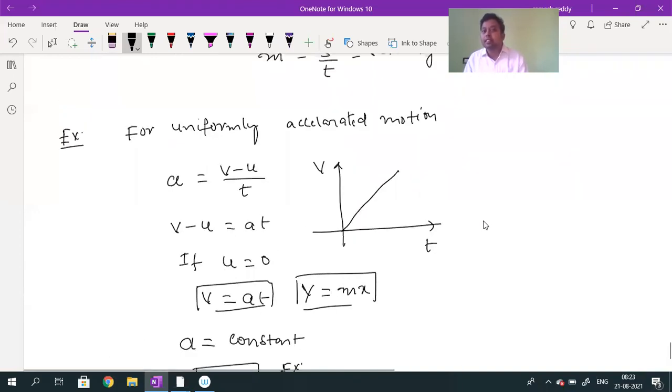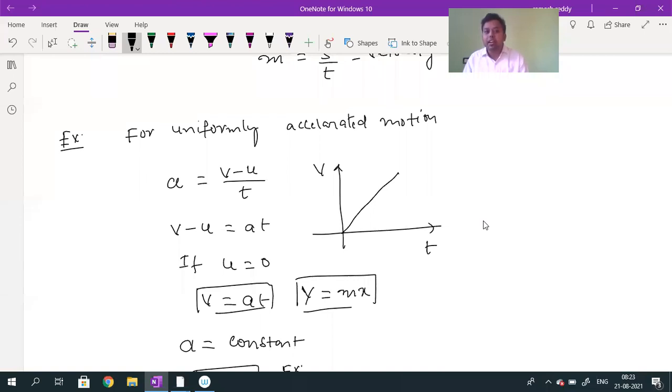For uniformly accelerated motion, the general formula for acceleration is v minus u by t. Then v minus u will be equal to at. If the body is initially at rest, u will be equal to 0. You should come to know how this concept will be asked in the examination. What is the shape of the graph drawn between velocity and time for uniformly accelerated motion? For uniformly accelerated motion, the velocity time graph is a straight line passing through the origin. You know the basics here, but you are bothered about the exam. For exam preparation, you need to know.